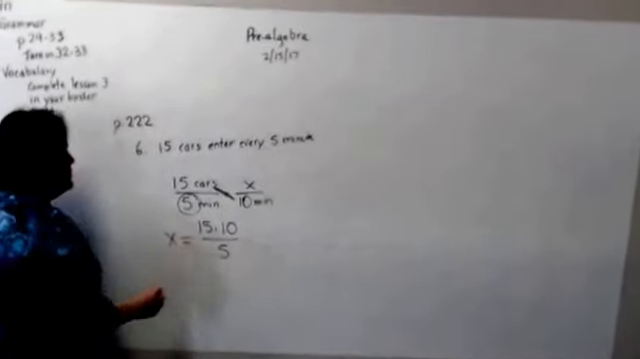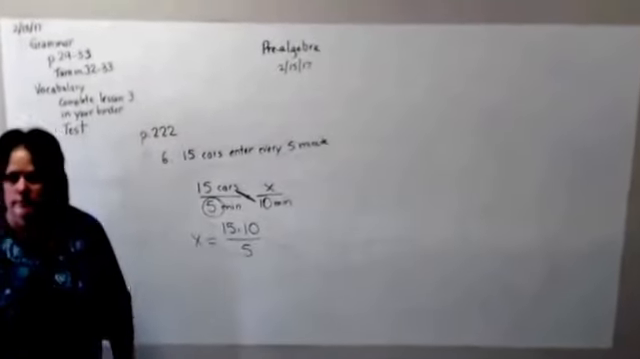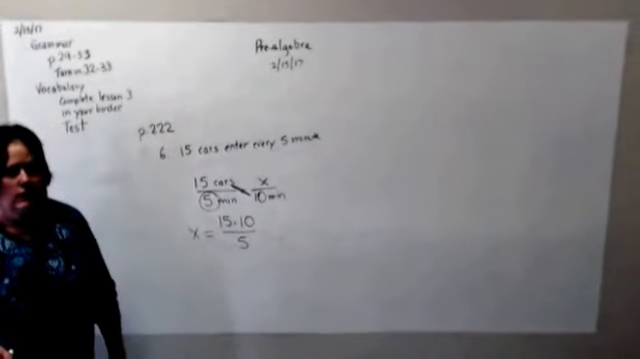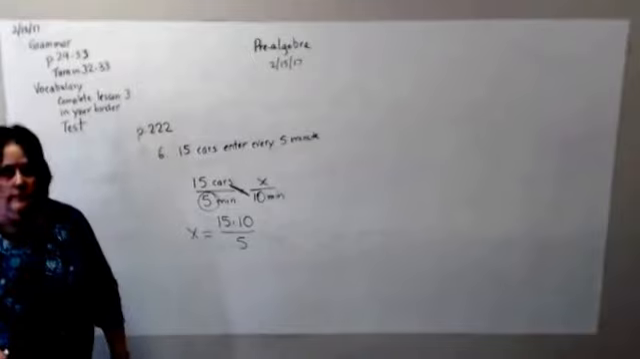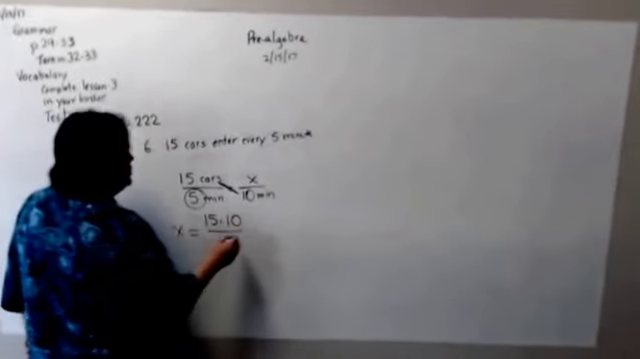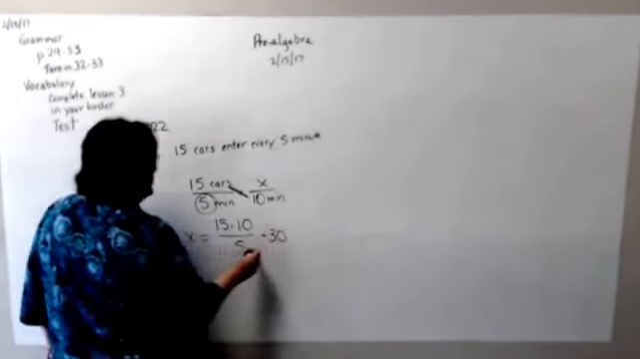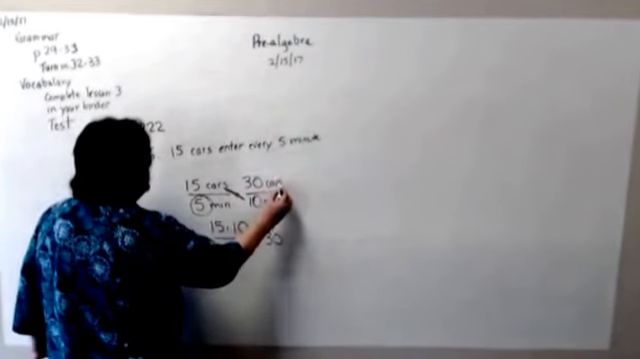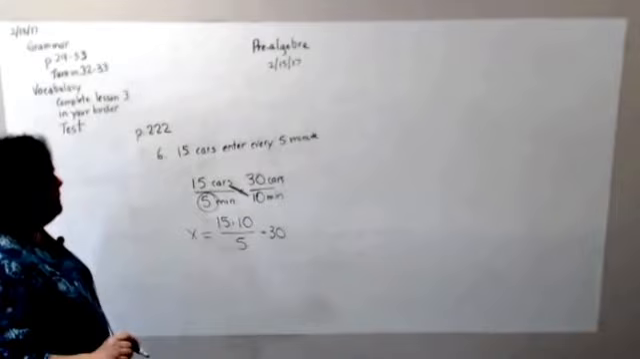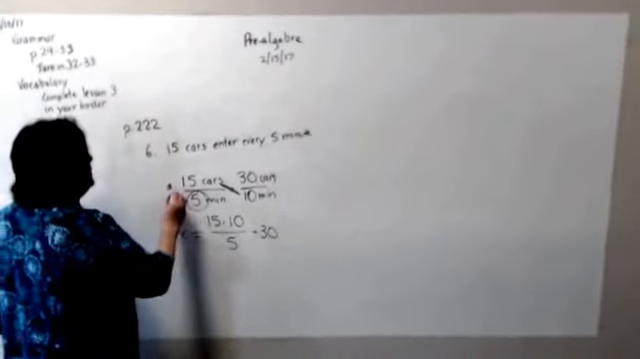X equals 150. No, 30. You have to divide by 5 now. She was right. 30, yes. So X is 30, so 30 cars in 10 minutes. That was 6A. What is 6B?